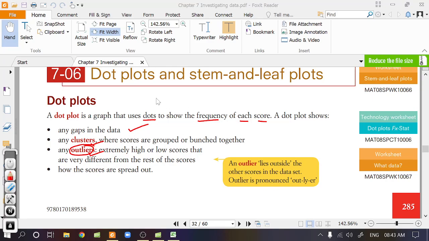And clusters: when scores are grouped or bunched together, like the remaining students who all got around 15. That's called a cluster. They are all grouped around that data. So I think you understood about clusters. What is an outlier? Any gaps in the data you can also see, because a gap means one person got 30, another person got 60. You can see that gap in the dot plot, how the scores are spread out. All these things we are going to see in the dot plot.